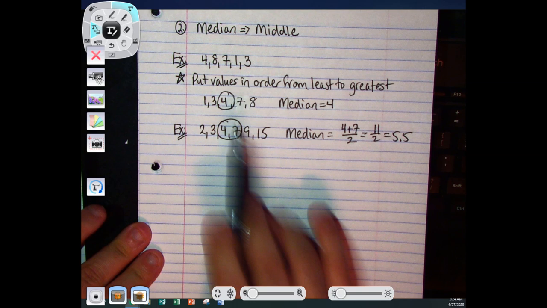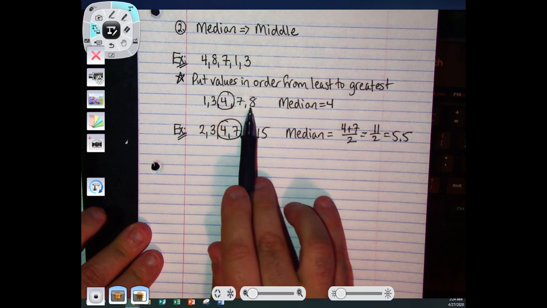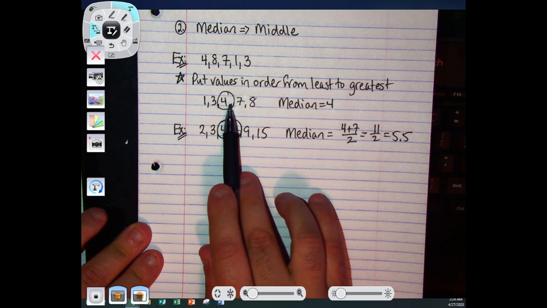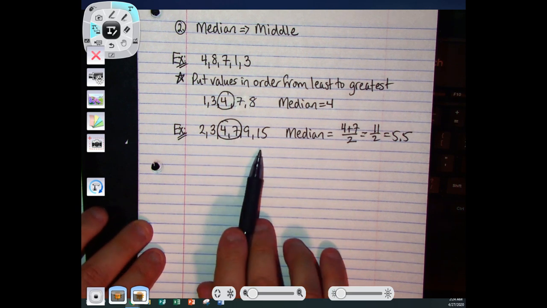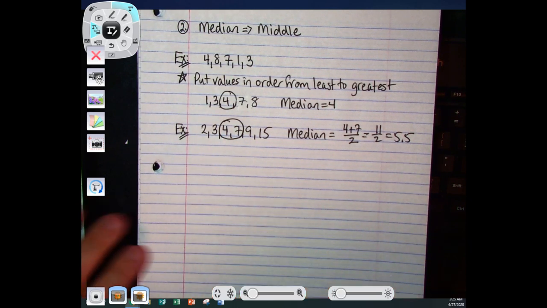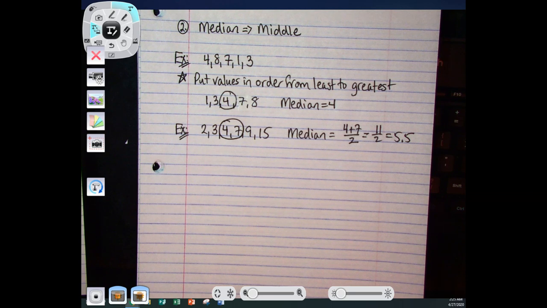So just to recap, if there's an odd number of values, after we put them in order from least to greatest, we always pick the one in the middle. If there's an even number of values after we put them in order from least to greatest, we pick the two that fall in the middle, and then we take those, add them together, and divide by 2.